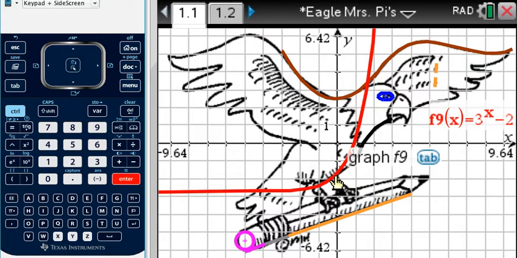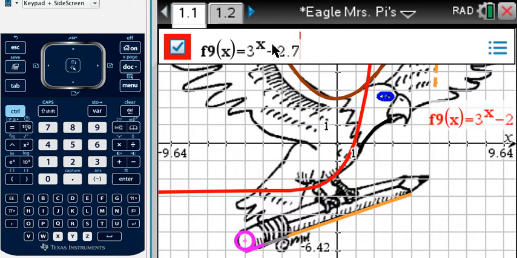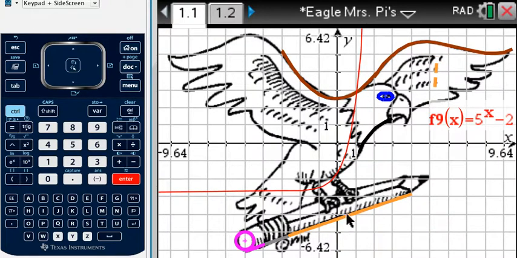Now that's kind of in the right area, but you can tell that my curve is not quite right. So I need to stretch it or compress it, and I do that by changing my 3. So let's pick a bigger number than 3. Let's say 5. See what that does. Well, that did the opposite of what I wanted it to do.